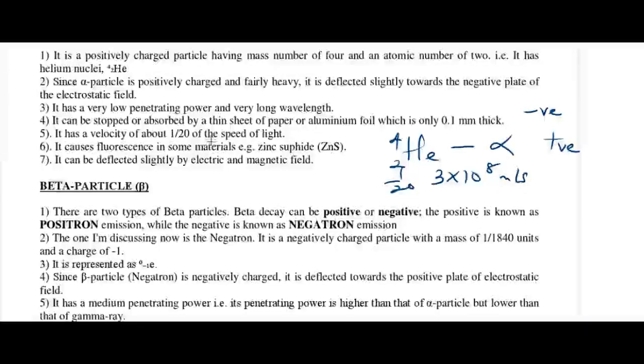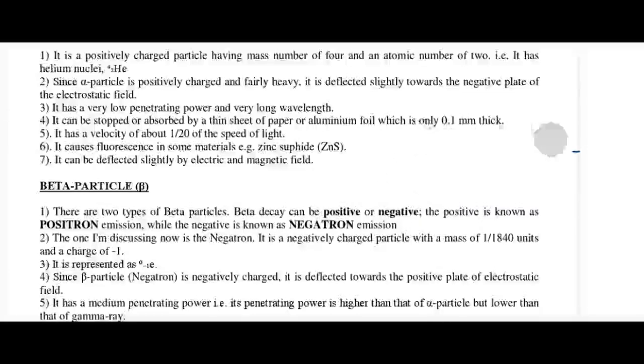Then number 6, it causes fluorescence in some materials. Example, zinc sulfide. To cause fluorescence means to cause to lighten up. Then 7, it can be deflected slightly by electric and magnetic field. So these are the things to know about alpha particle. Briefly, before we talk about beta particle, let's talk about alpha decay.